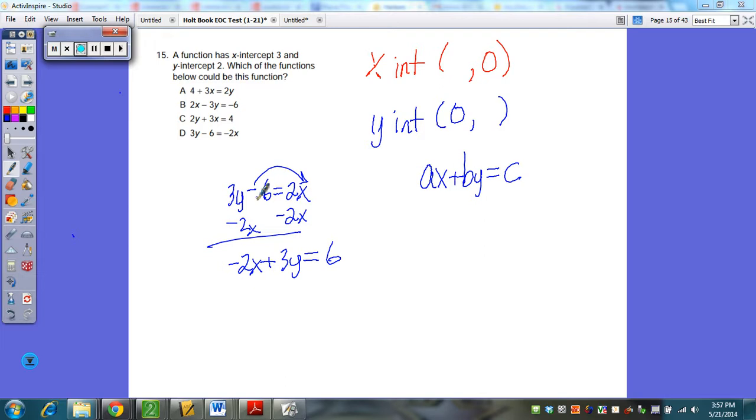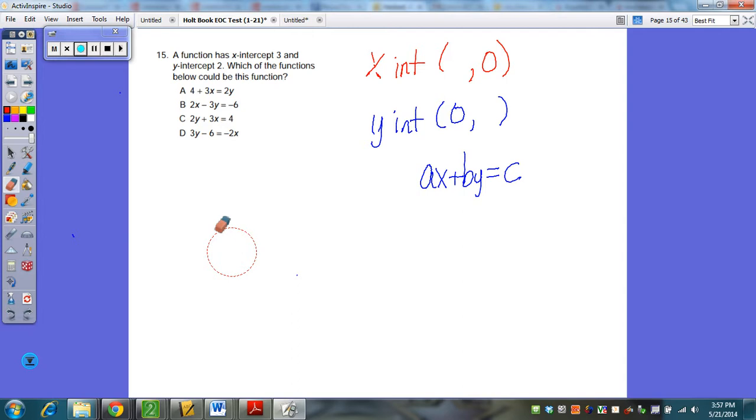Okay, going back to this. I actually wrote the problem down wrong here. Sorry about that. This was actually supposed to say 3y minus 6 equals -2x. So we're going to add the 2x. We have 3y plus 2x equals 6. All I did was just move this over here and move this over here, just changing the signs of both of them.